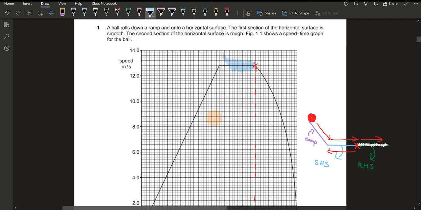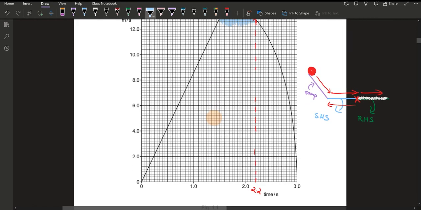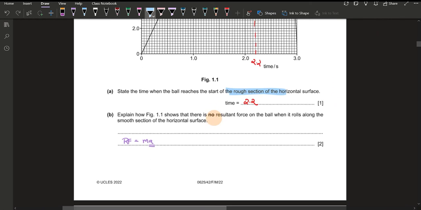If you find the gradient of this line, it's going to be equal to 0. So we have acceleration as 0. Since acceleration is 0, the resultant force is going to be equal to 0. So we can write here the same point: the gradient is 0, so acceleration is 0. And we can write our resultant force formula and then give our equation, m times 0 is going to be equal to 0. So we'll get 2 marks for this.